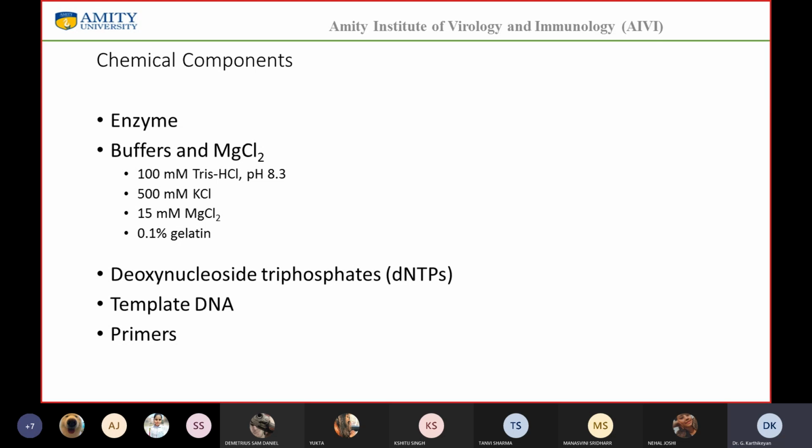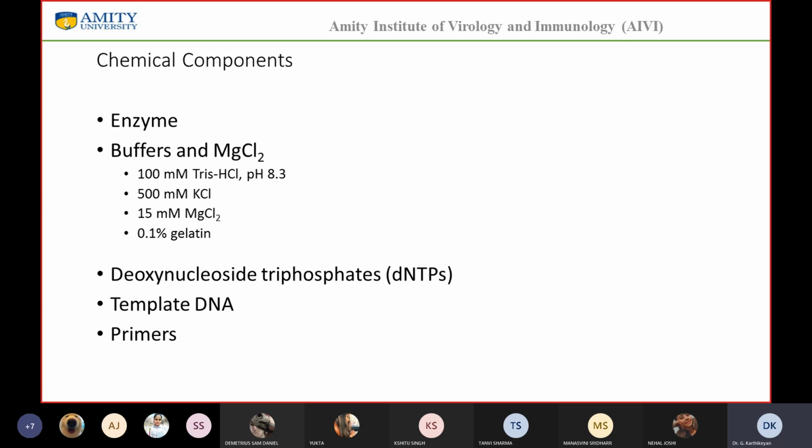So the buffer generally has Tris HCl, has KCl, has magnesium chloride, and some of them will have a small amount of gelatin to stabilize the protein. And you will have dNTPs because that is what is going to be used for extending the primers. And then you will have your template DNA and your primer. So these are typically the components of a PCR reaction.